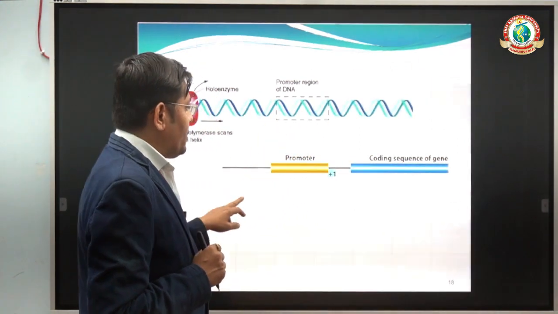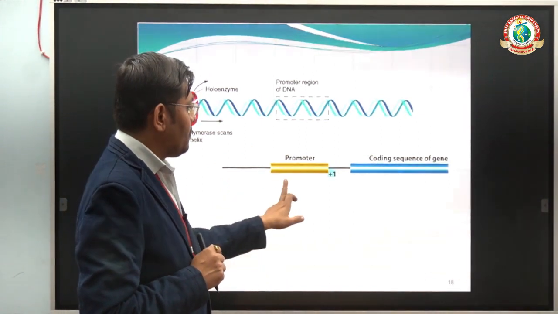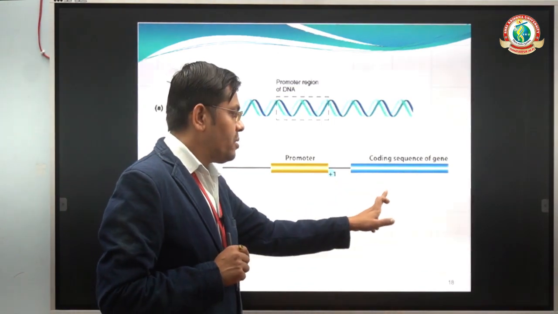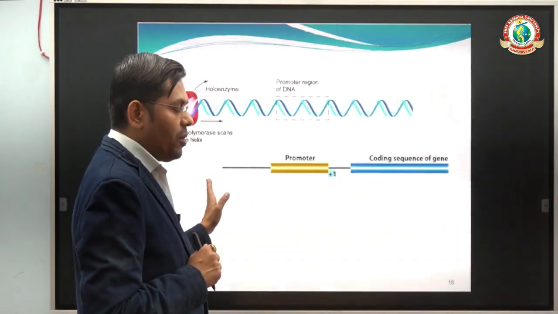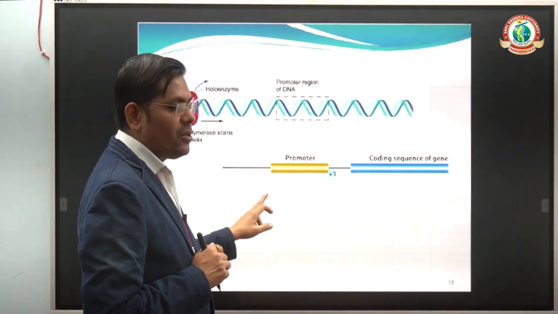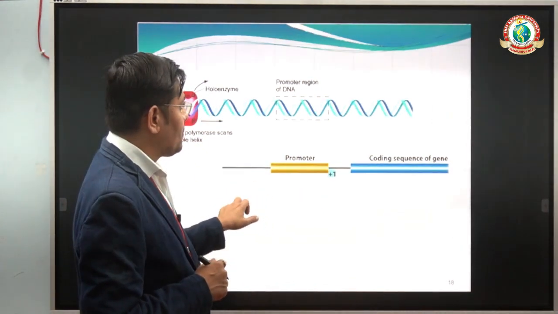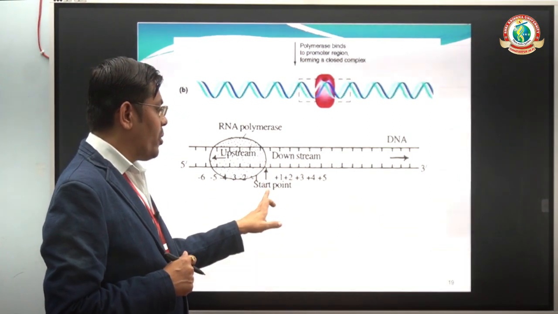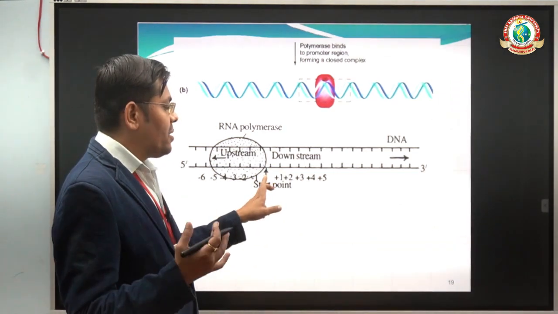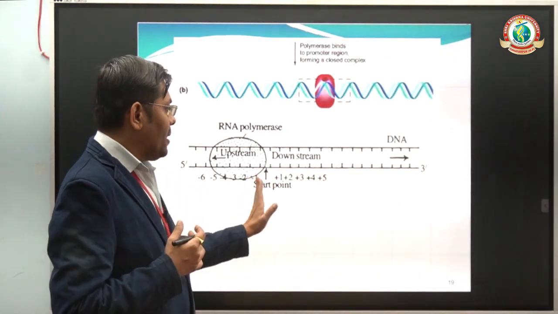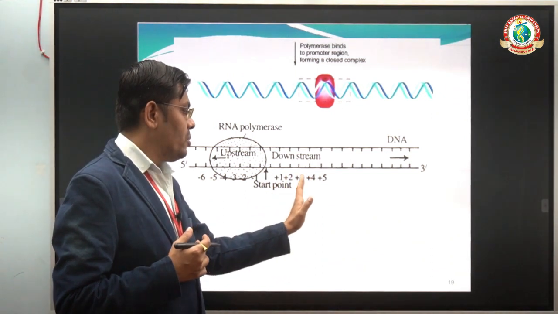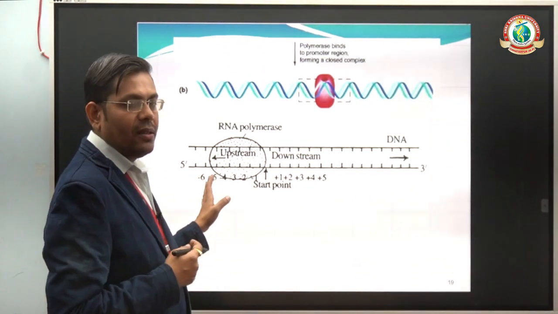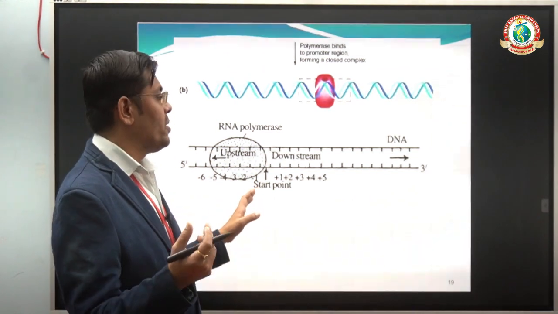So we can see that beyond the +1 site there will be the downstream side, and beyond the +1 in the minus direction is called the upstream side of the promoter. This is the start point from where the transcription process gets started. The downstream is +1, 2, 3, 4, and -1, -2, -3, -4, -5, -6 is called the upstream of the promoter region.